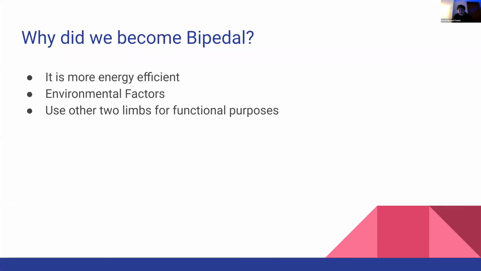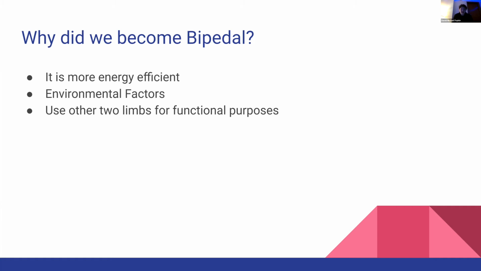Another one is environmental factors. For example, thousands of years ago, we were hunter-gatherers. We were living in forests and in jungles, and sometimes it's beneficial to be up higher. So the fact that we could stand on 2 legs and see above everybody else would be very beneficial for us in hunting and gathering and avoiding predators.